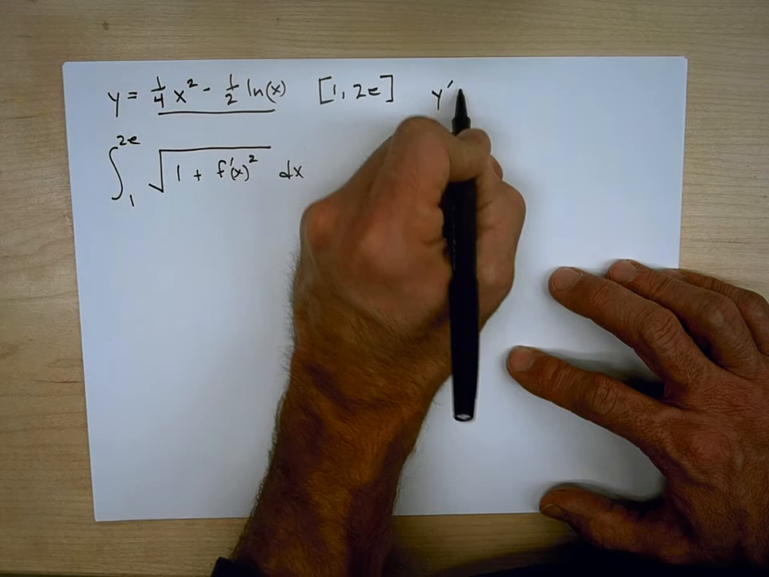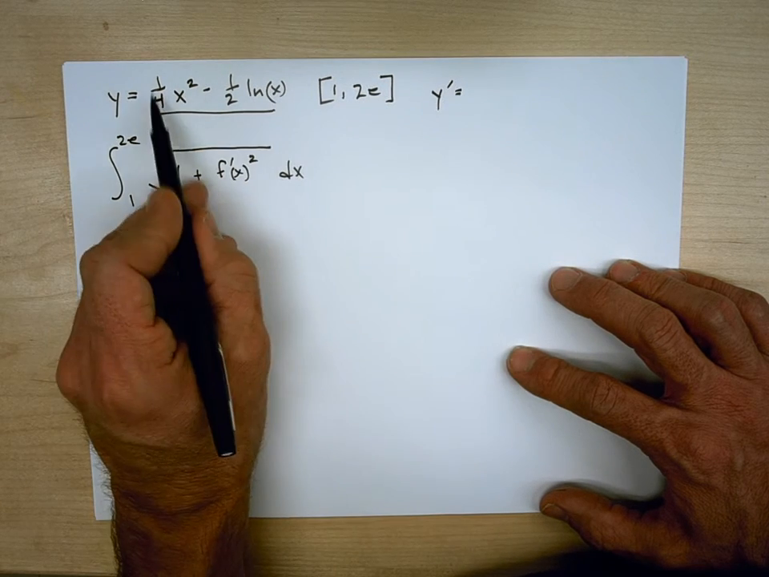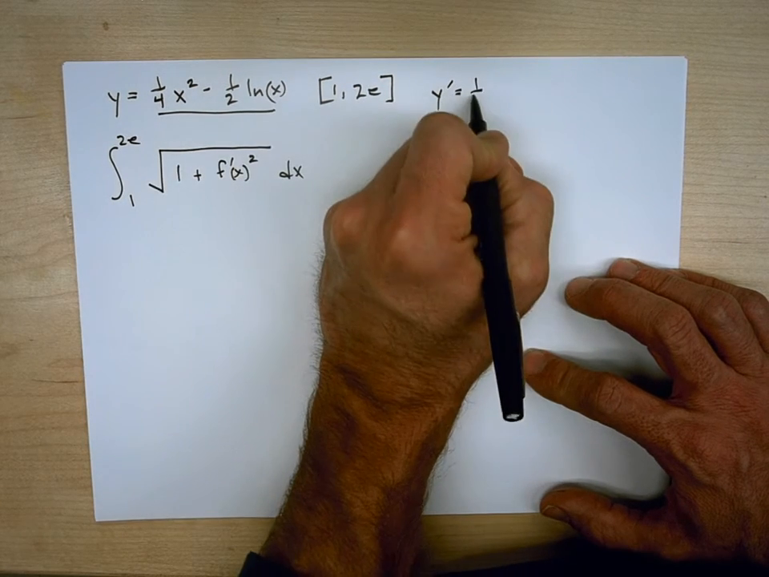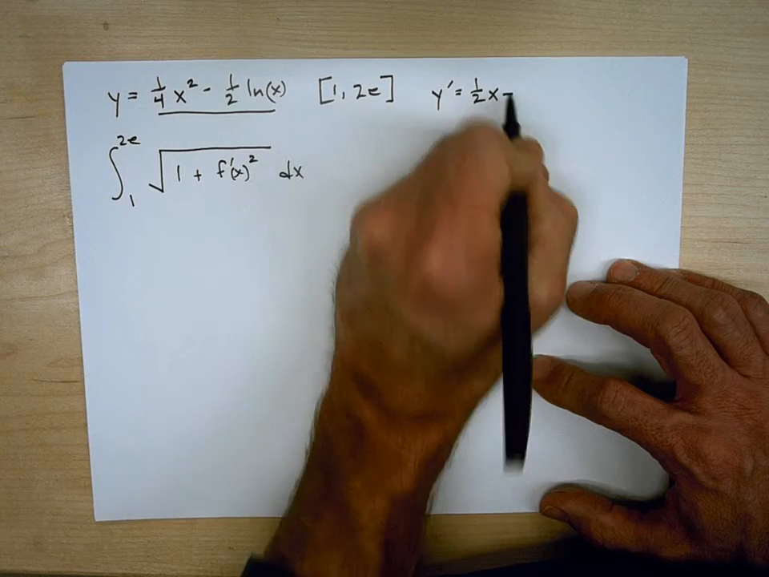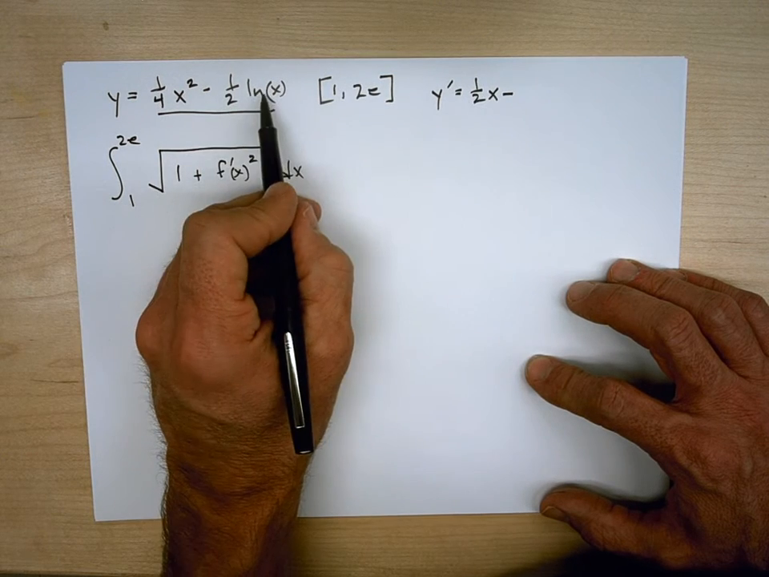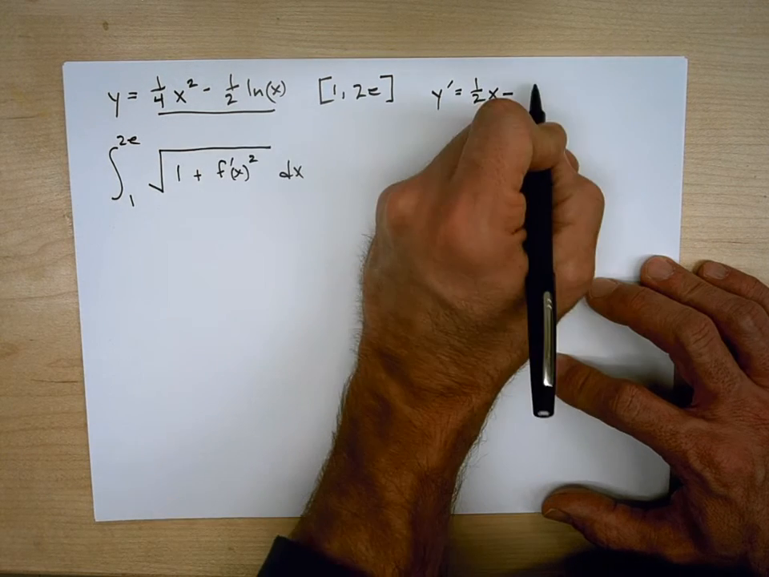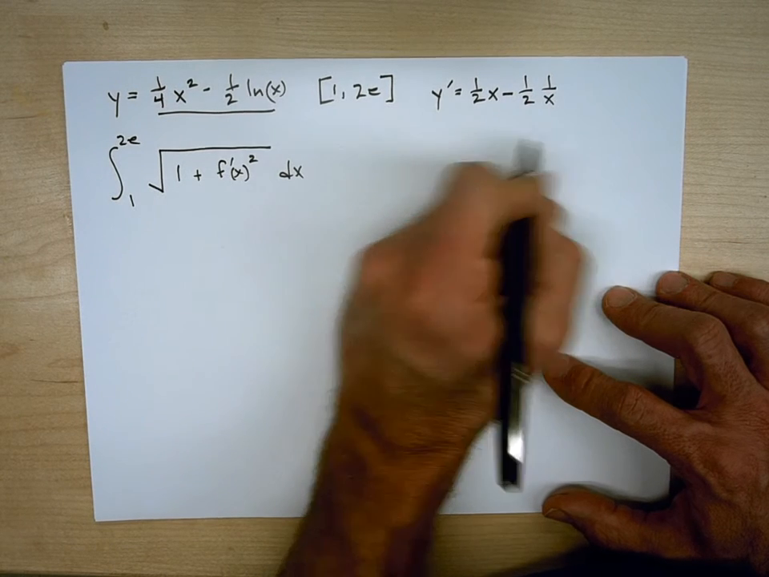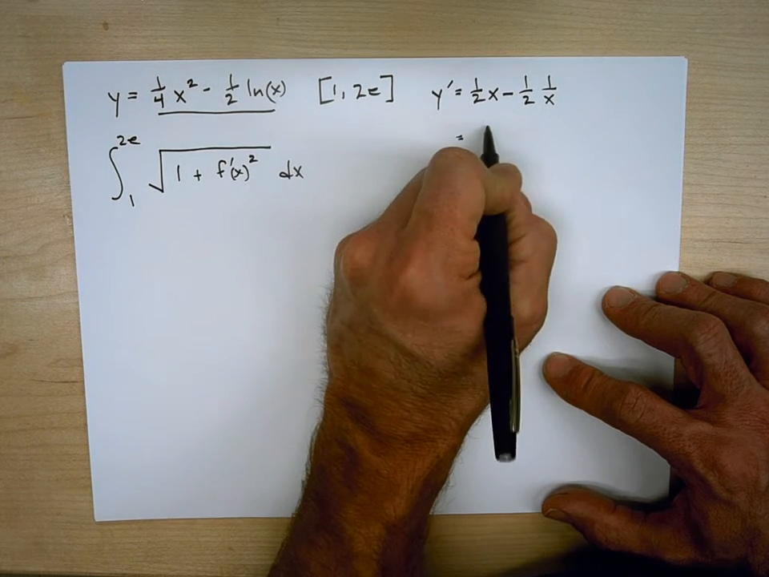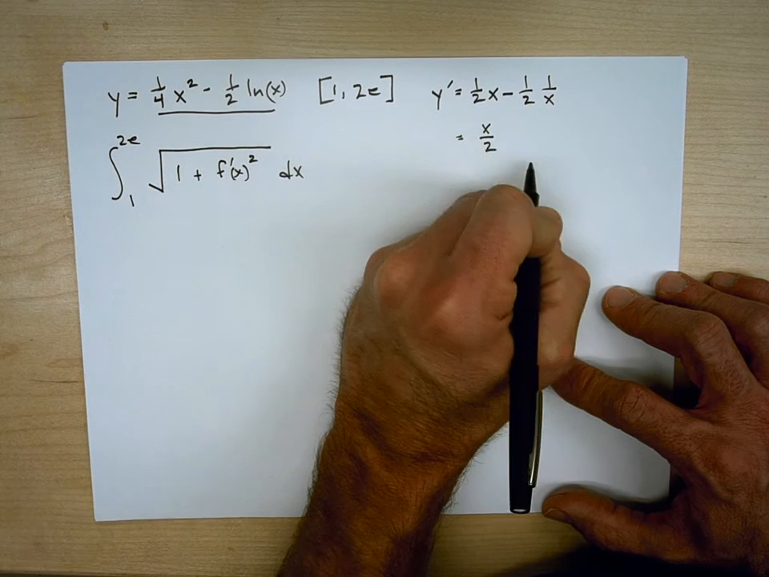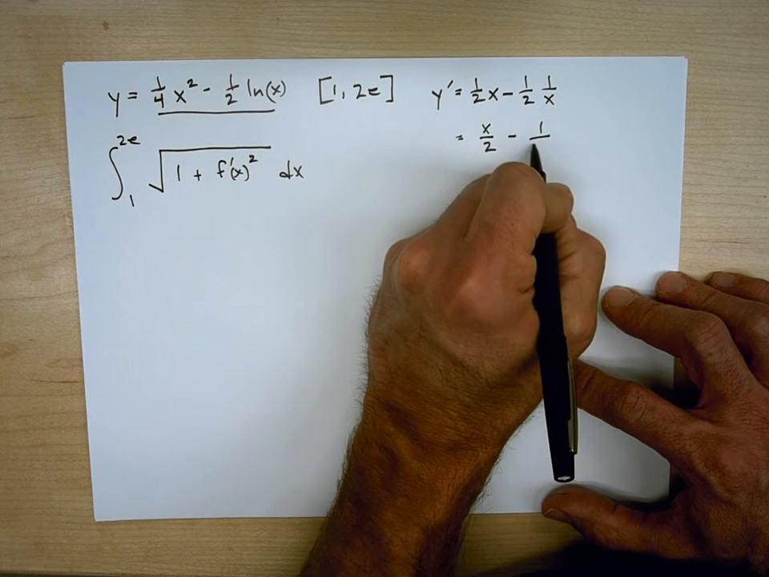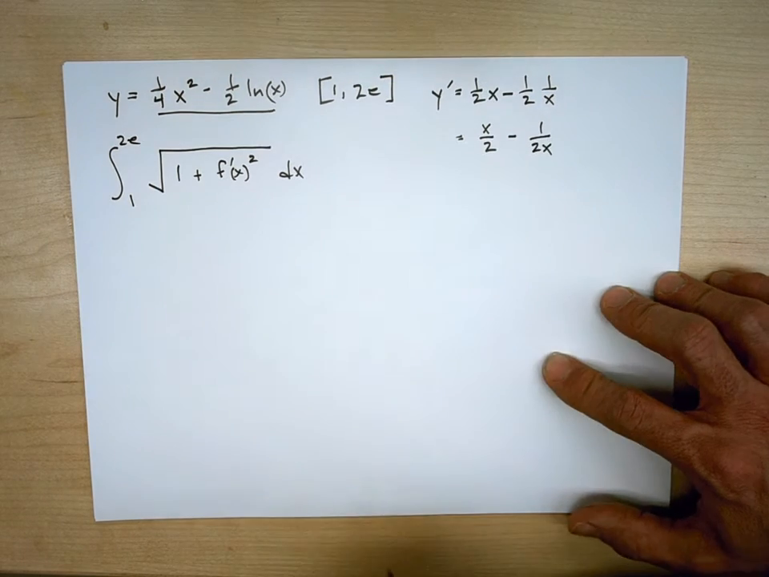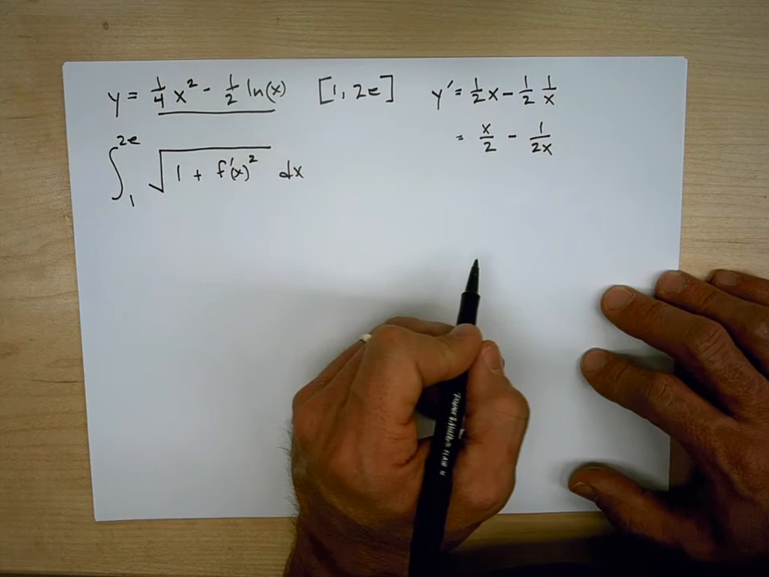So y prime is going to be 2 times 1/4, which is 1/2 x, minus 1/2 times the derivative of natural log, which is 1 over x. That'll just give me 1/2 times 1 over x, which I can rewrite as x over 2 minus 1 over 2x. All right, so there's my derivative.